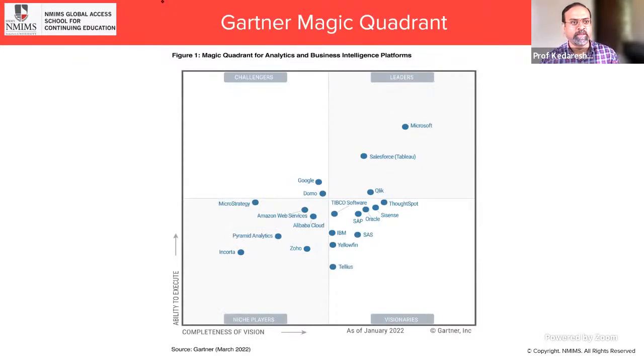So this is what they call their magic quadrant. So this is the magic quadrant I picked up, I think, last year. So this is the 2022, and it won't change too much. So have you seen this kind of a graph before?